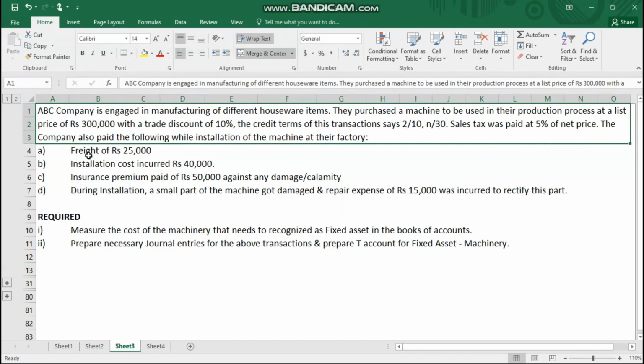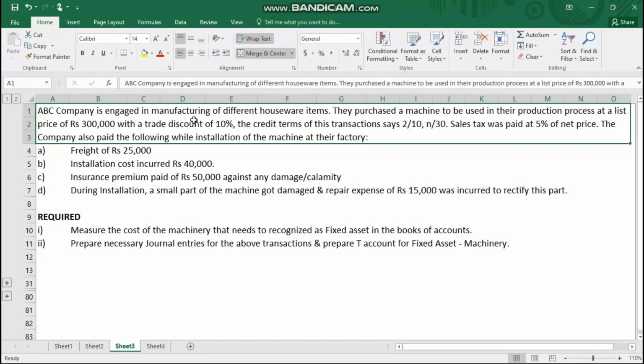So I've created this example just to show you how the cost of the items of property, plant and equipment will be measured, and then we will see how it will be recognized in the books of accounts, meaning the accounting entries. Okay, so let's go through it.